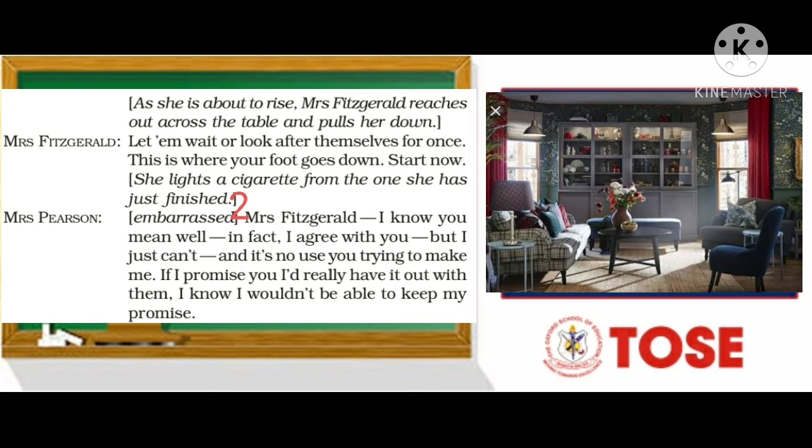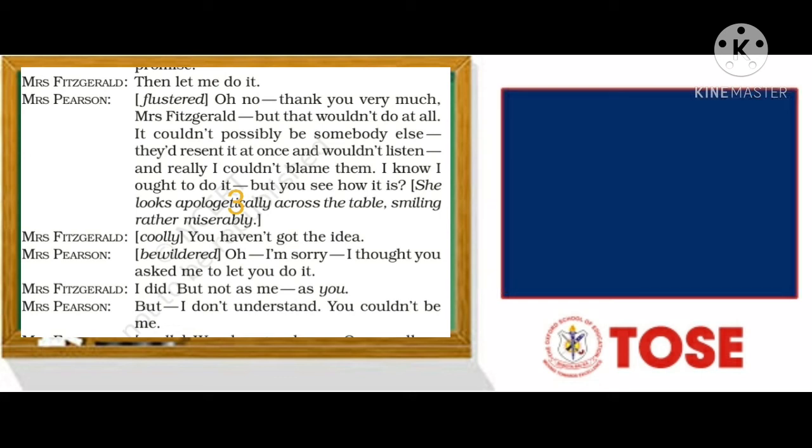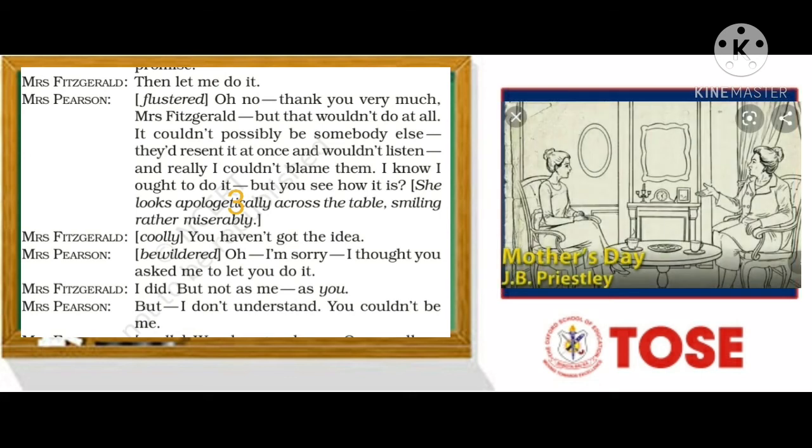Mrs. Fitzgerald, then let me do it. Mrs. Pearson, flustered. Oh no, thank you very much. So flustered means confused. Oh no, thank you very much, Mrs. Fitzgerald. But that wouldn't do at all. It couldn't possibly be somebody else. They would resent it at once and wouldn't listen, and really I couldn't blame them. I know I ought to do it, but you see how it is. She looks apologetically across the table, smiling rather miserably.